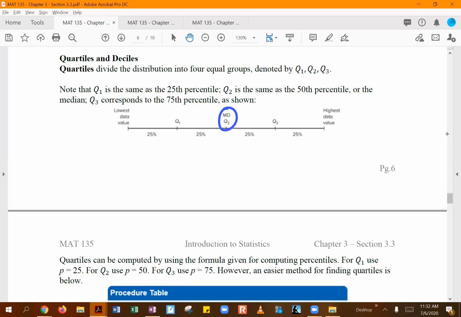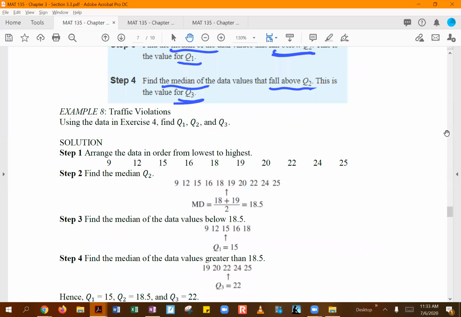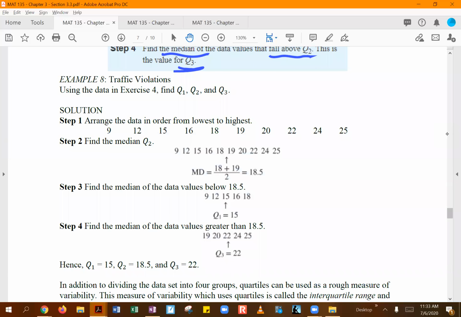So find your median for the entire data set, which is quartile 2. Then we take the lower half of our data values, find the median again, which would be quartile 1, and then for the upper half of our data values, same thing, find the median again, and we would have quartile 3. That is actually going to be a lot more straightforward than going through the formula.